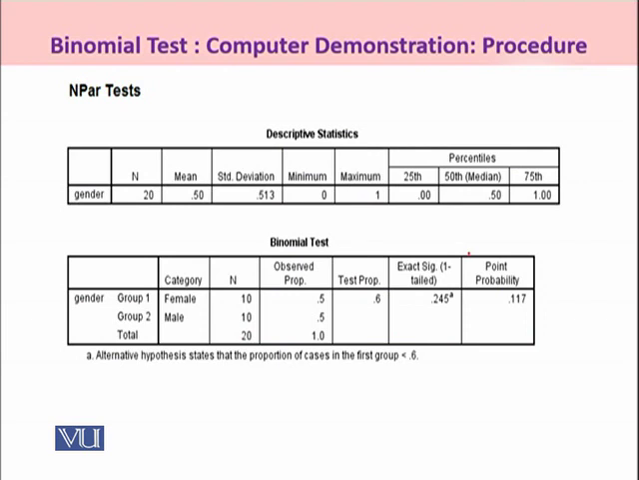This information would appear before you. We call this the output window. In the output window, your entire information appears. For example, there were 10 females, there were 10 males, and the observed proportion was 0.5, but the proportion you need to test is 0.6. And finally, we are given the one-tailed p-value for the exact test.